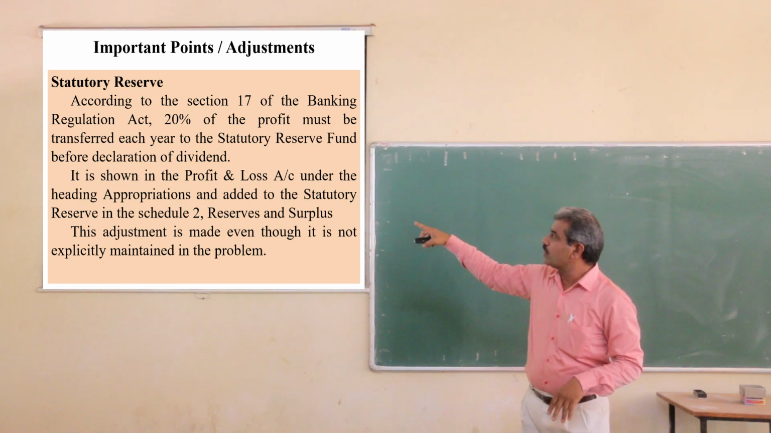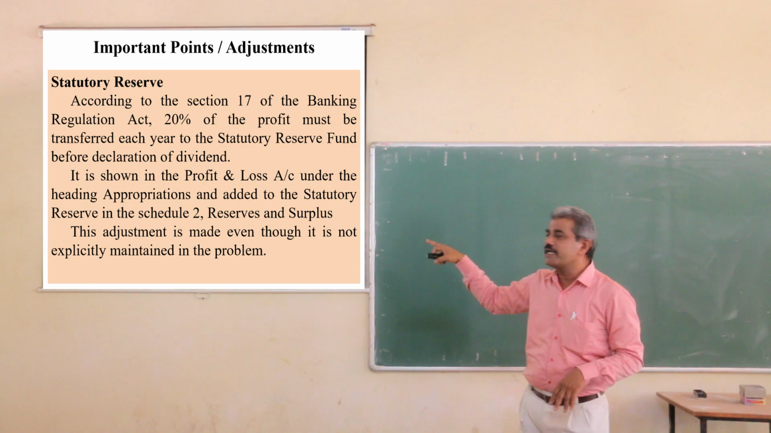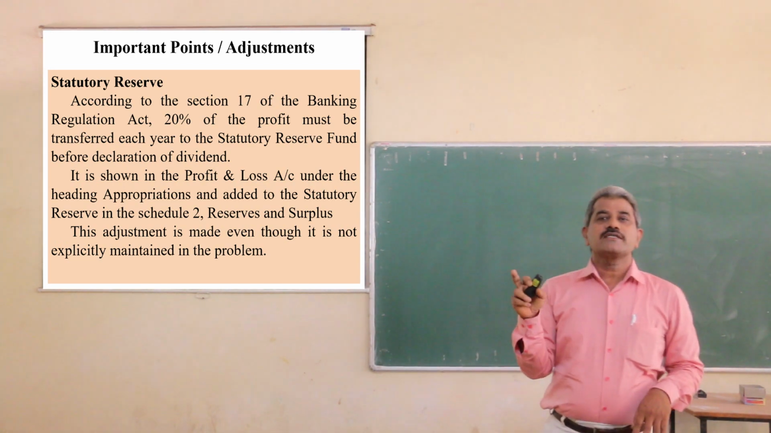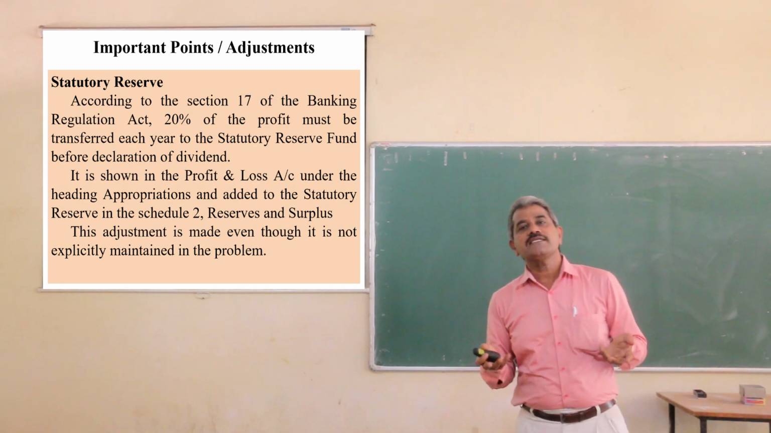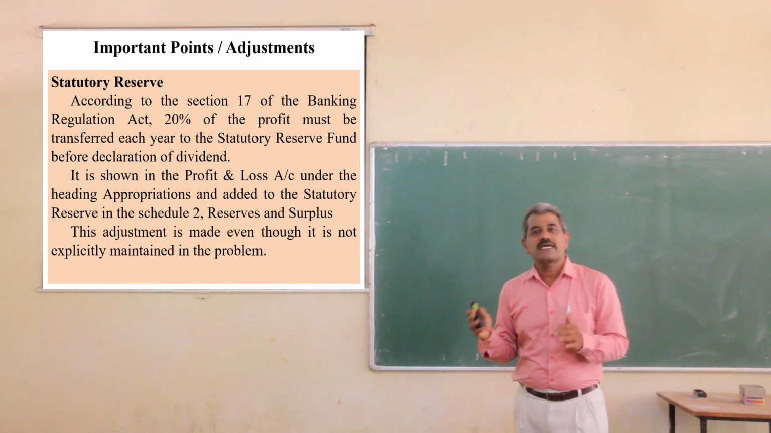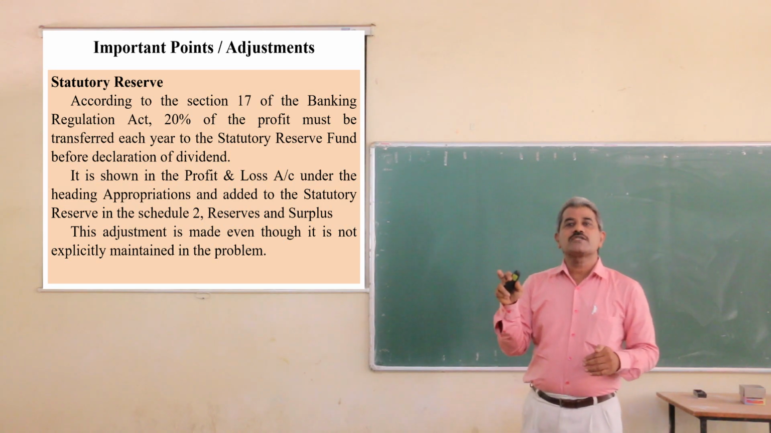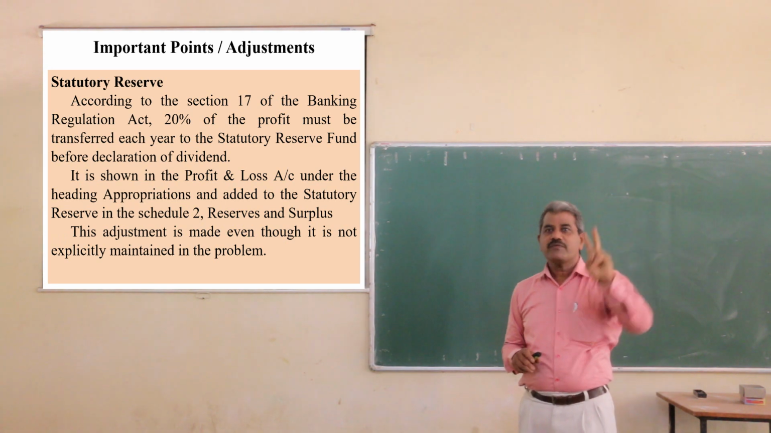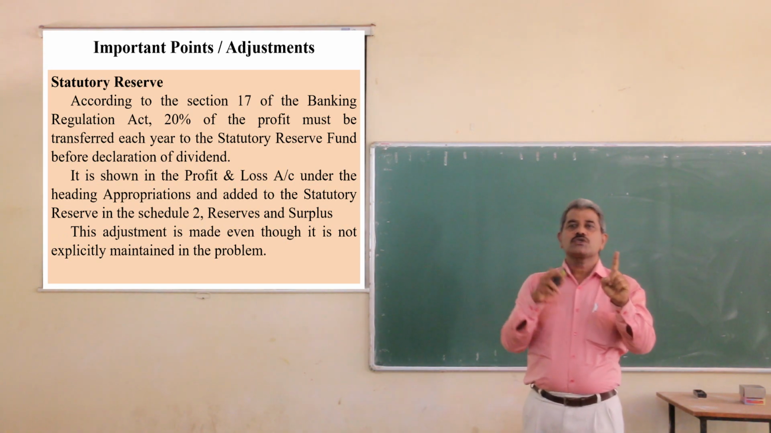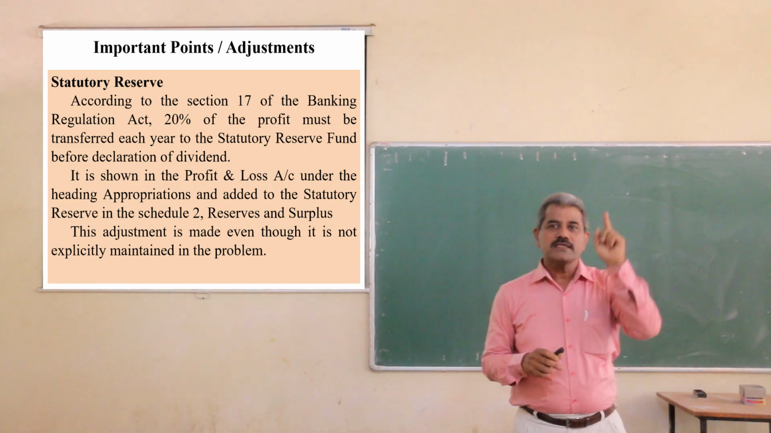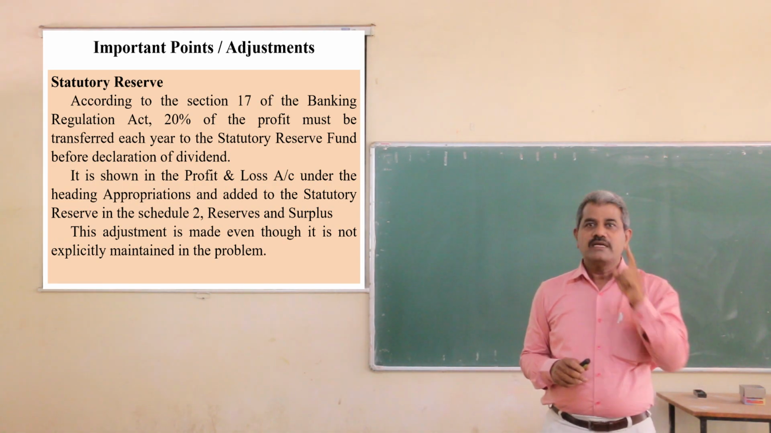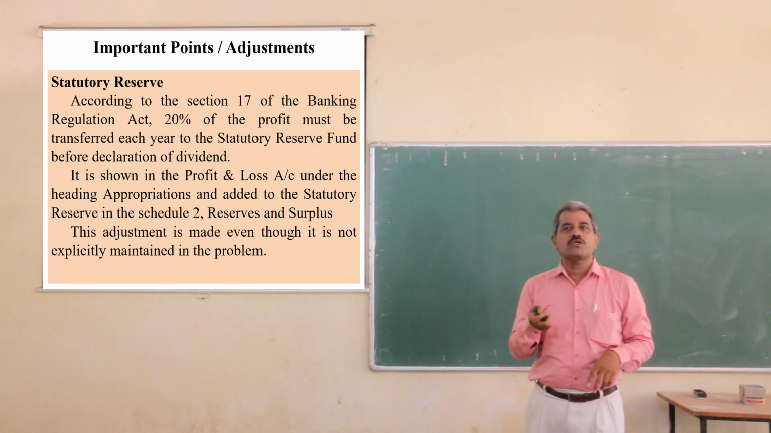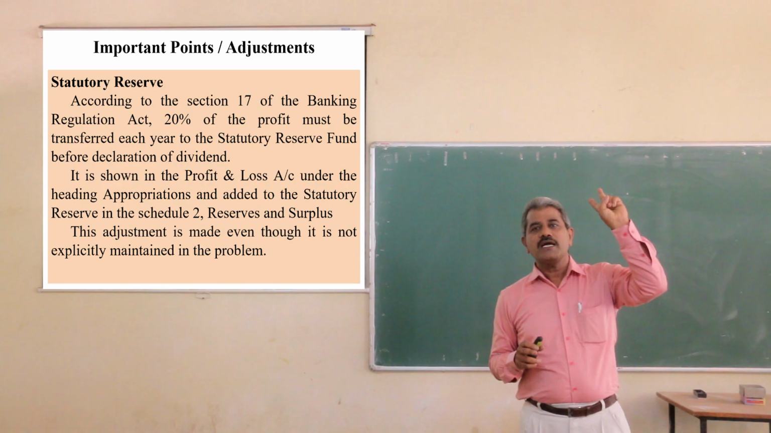One is, it is shown in the profit and loss account under the heading appropriations and added to the statutory reserve fund. Simply may be said as reserve fund. It is added to the reserve fund in schedule number 2, reserves and surplus. Okay? First effect is, it is shown under the heading appropriations in profit and loss account. Second posting, second effect, it is added to the reserve fund or statutory reserve fund in the schedule number 2.